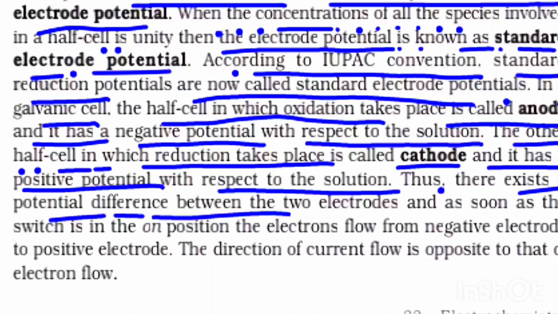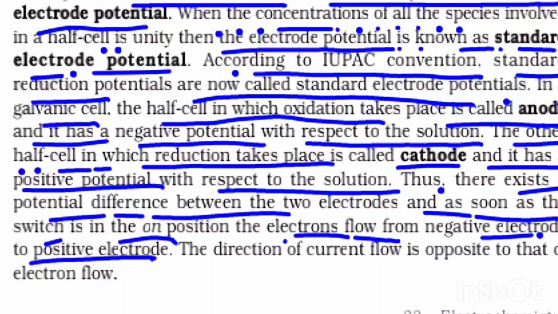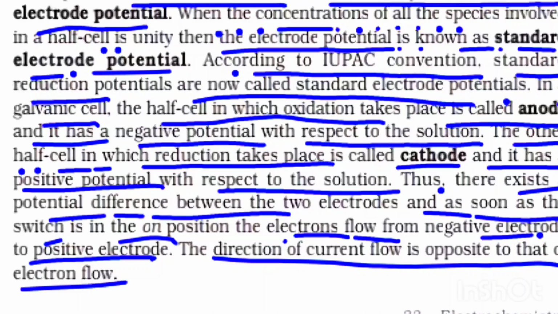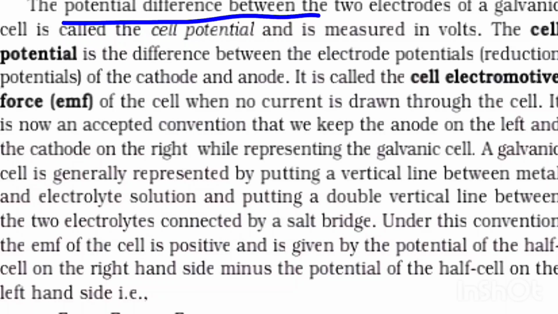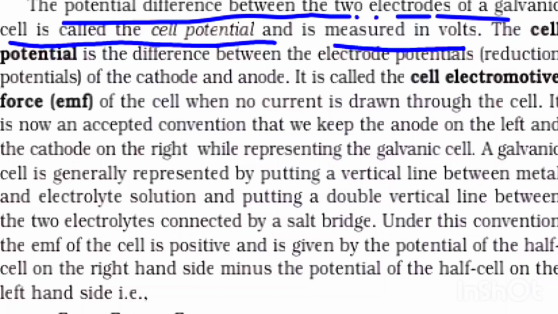Thus, there exists a potential difference between the two electrodes as soon as the switch is in the on position, and the electrons flow from the negative electrode to the positive electrode. The direction of the current flow is opposite to that of electron flow. The difference between the two electrodes of a galvanic cell is called the cell potential and is measured in volts.